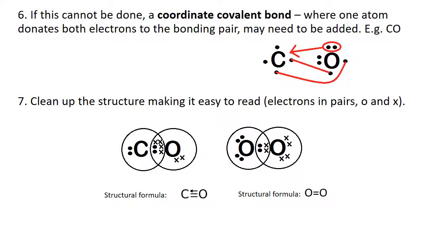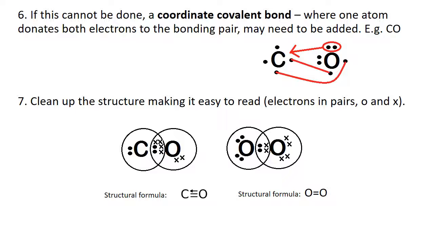If this can't be done and you still have not got a full octet shell, then you can develop something called a coordinate covalent bond, which is what we looked at briefly in transition metal chemistry. This is where one atom donates both of the electrons to the bonding pair. Carbon monoxide is the case here, where oxygen donates both its lone pair of electrons to the bond. And then step 7, create the structure so it's easier to read. You put the electrons in pairs. For one atom you use O's, the other atom you use X's.